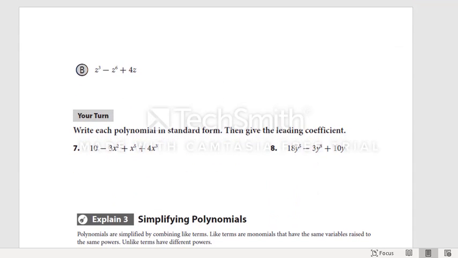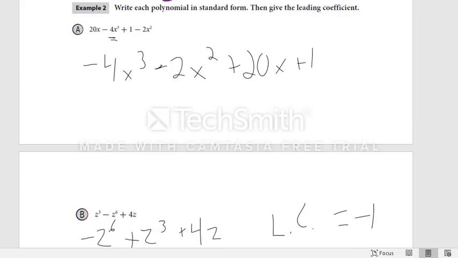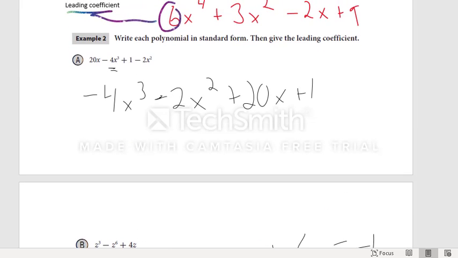All right, example 2, the highest exponent is the sixth, the second highest is 3, and the last highest is 1, or the lowest is 1. So negative z to the sixth plus z to the third plus 4z. That would be in standard form. The leading coefficient, the number out front, is -1. And I think I forgot to write the leading coefficient up here. The leading coefficient is -4.